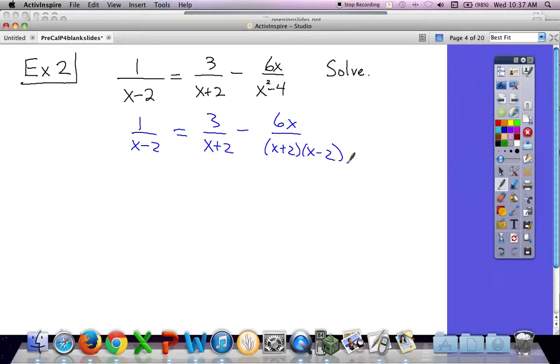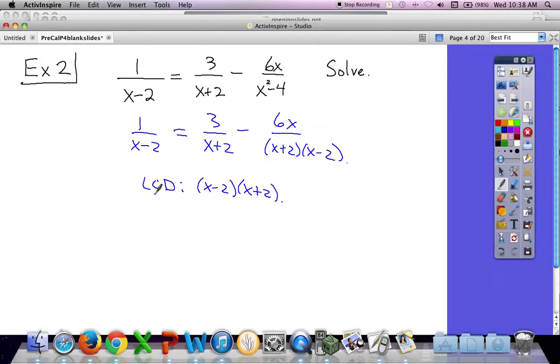Okay, now find the common denominator. Do you remember how to find common denominator? Write down all the factors that you see in all the terms. So in this case, there's an x minus 2 in the first fraction. There's an x plus 2 in the second fraction. In the next fraction, there's an x plus 2, but you already have it, so you don't write it again. There's an x minus 2, but you already have it, so you don't write it again. So the least common denominator is x minus 2 times x plus 2.